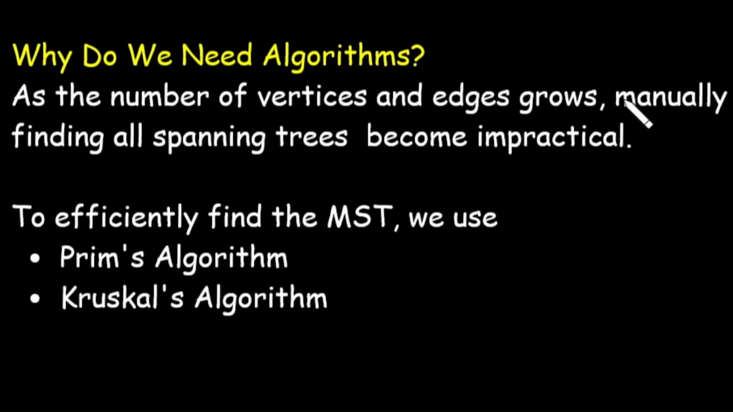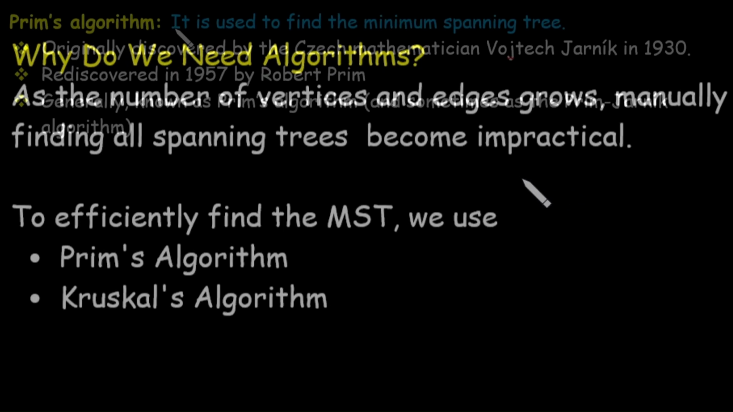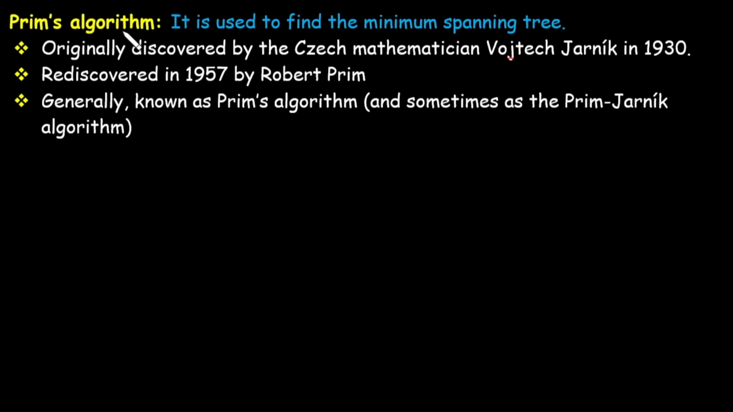That's where algorithms help us. Algorithms like Prim's algorithm and Kruskal's algorithm give us a step-by-step method to find the minimum spanning tree quickly and correctly. They save time, reduce mistakes and work on large graphs easily, even when there are hundreds of vertices and edges. So let's learn how to apply Prim's algorithm and Kruskal's algorithm to find the minimum spanning tree in a graph. Next, we are going to learn about Prim's algorithm.